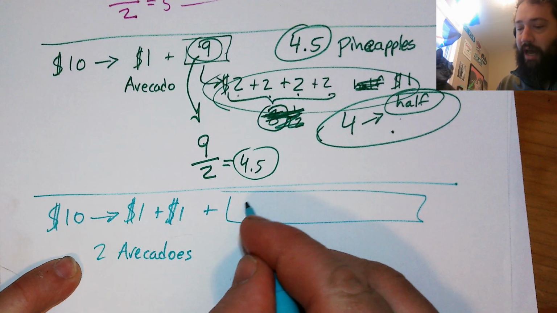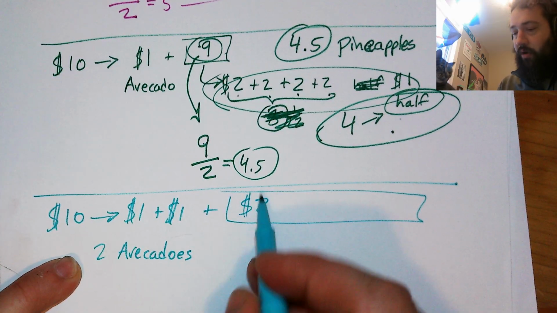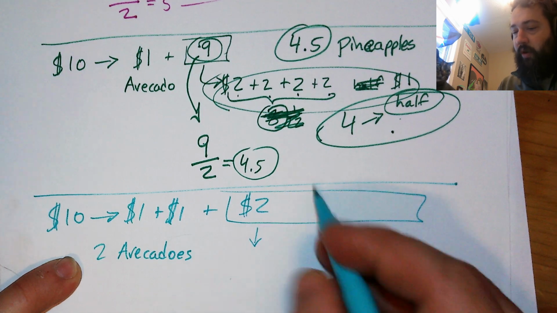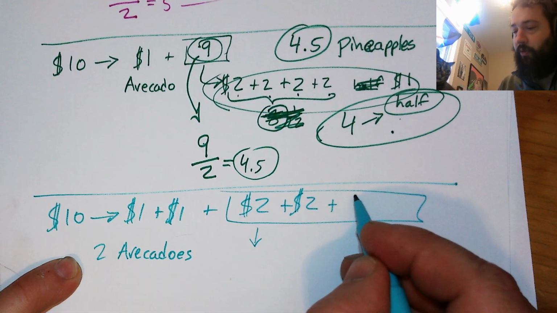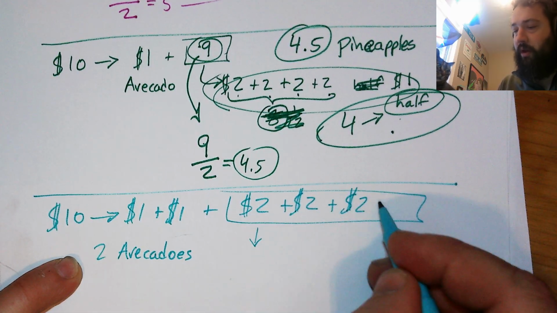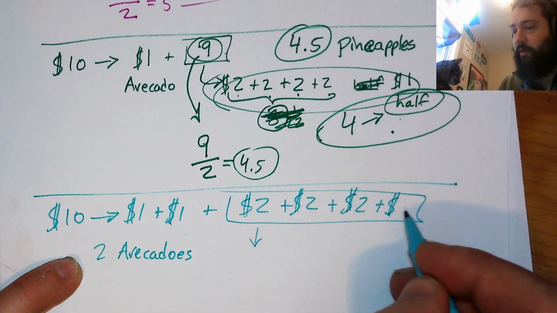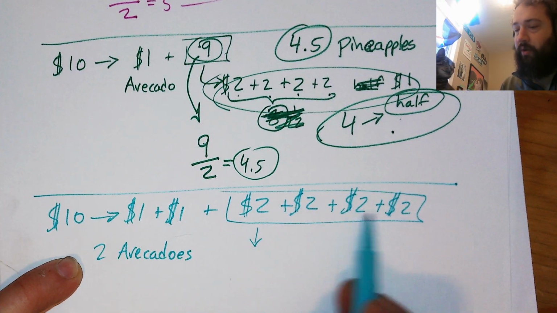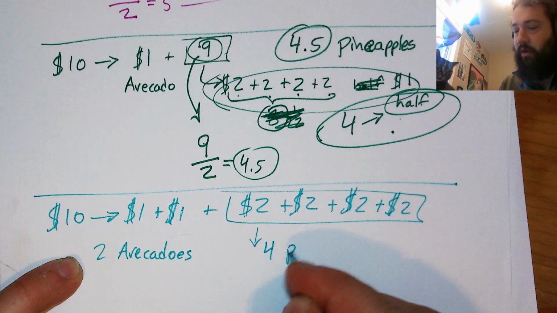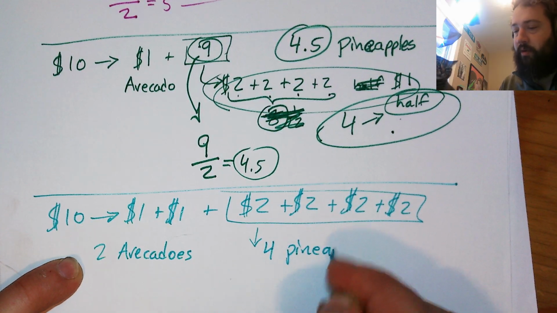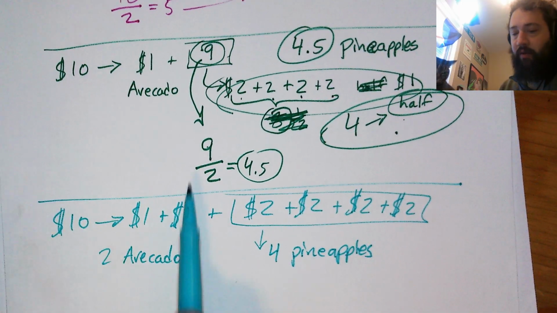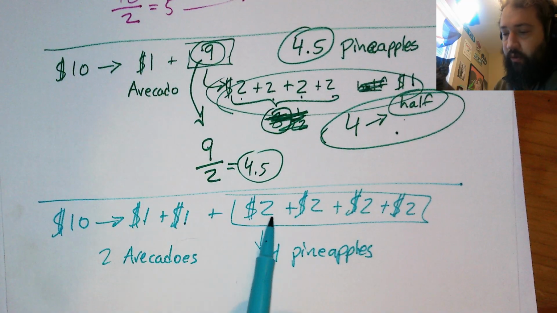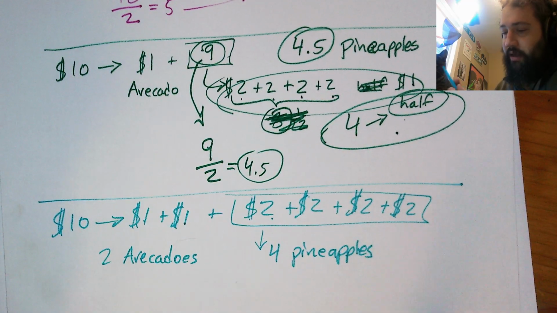So I could add 1 pineapple. I could add 2 pineapples, 3 pineapples, and 4 pineapples. That's 1, 2, 3, 4. That is 4 pineapples. Let's make sure this adds up to 10. So I have 1, 2, 3, 4, 5, 6, 7, 8, 9, 10.